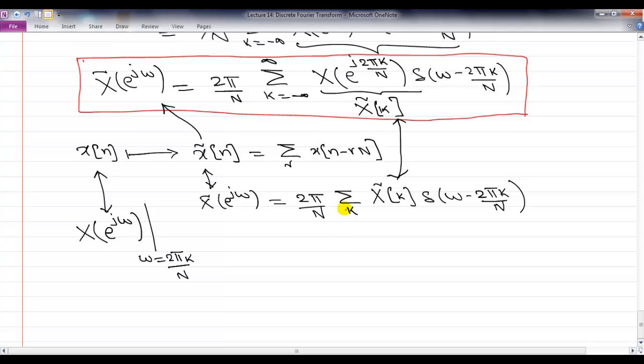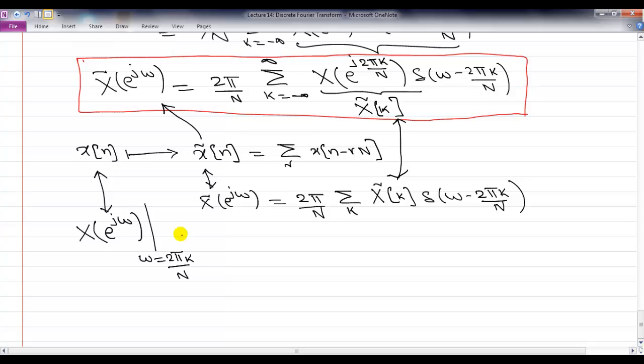So to wrap it all up, if you take a sequence and you do its periodic repetition with a period N, and then you compute the discrete Fourier series coefficients of that sequence, the relationship between the discrete Fourier series of x tilde[n] and the discrete time Fourier transform of x[n] is that the Fourier series coefficients of x tilde[n] are nothing but samples of your discrete time Fourier transform.